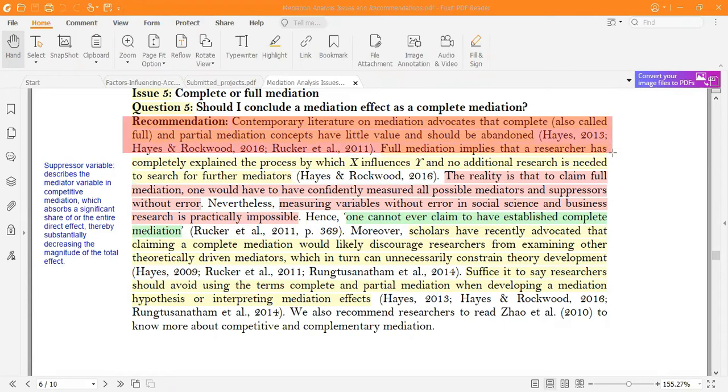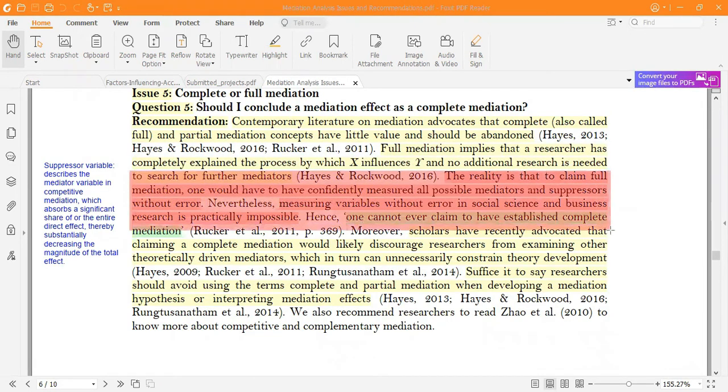Full mediation implies that the researcher has completely explained the process by which X influences Y, and no additional research is needed to further research the mediator. So when you claim that there is a full mediation, it means no research is required. That means that in the future you cannot provide any research gap. Also, to claim full mediation, one should have confidently included all the possible mediators and suppressors without error. It means that all the mediators and suppressors have been used by the researcher, so that the researcher is able to claim that full mediation is there.